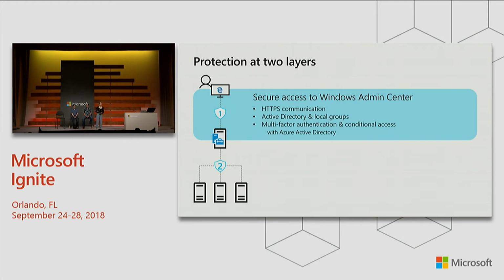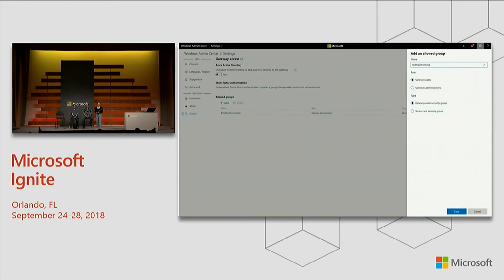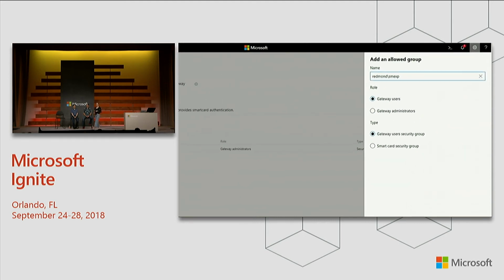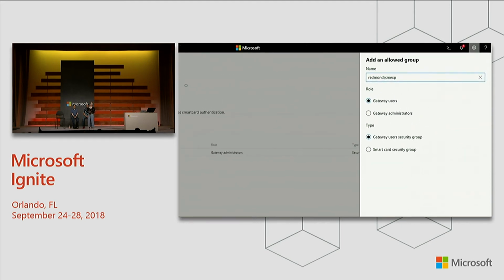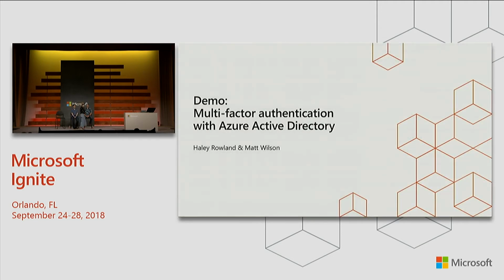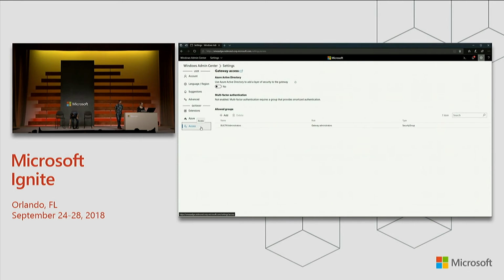So with the Active Directory and local groups, you can really easily add a user or a group and then define a role, either gateway users or administrators. In this case, administrators just means those are people who have permissions to change who has access to the Windows Admin Center gateway. And then I'm going to ask Matt to come up here and help me demo multi-factor authentication with Azure Active Directory. So first, I'm going to go ahead and set that up on my gateway.